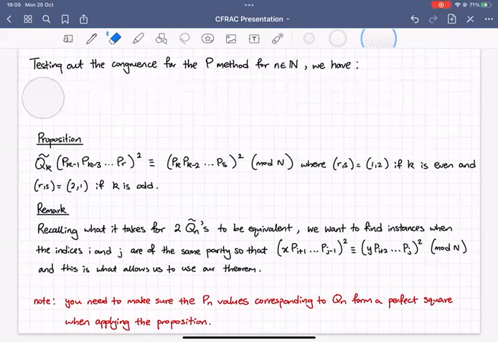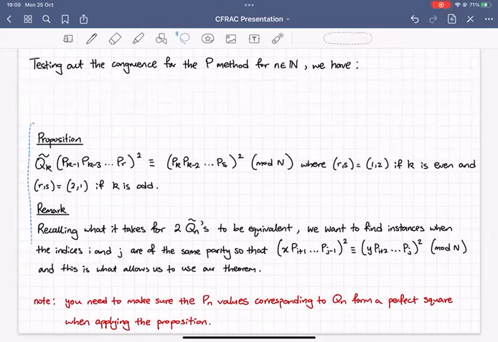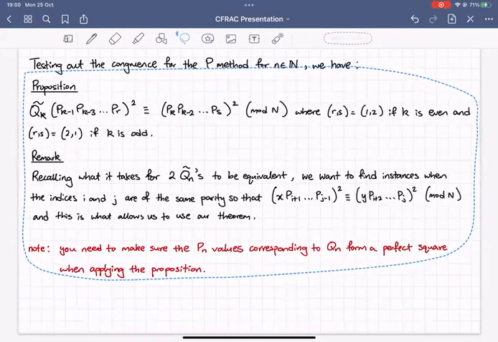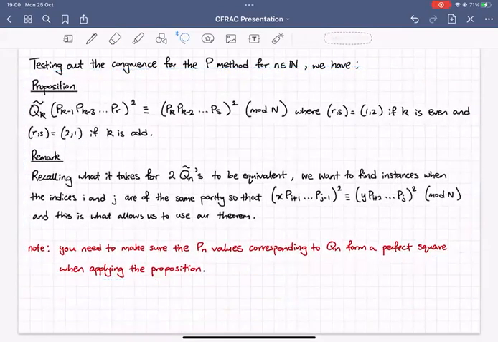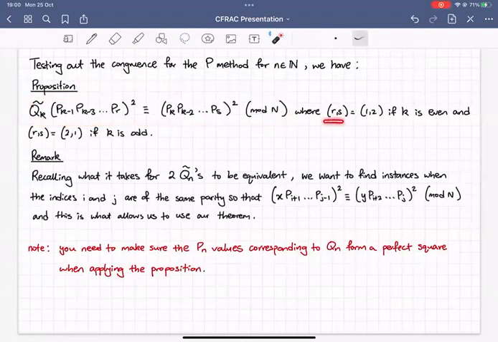Like the theorems, it's not going to be proved. Let me bring this up again. Basically, you have this crazy looking congruence subjected to these restrictions as well, depending on the parity of k. Now, feel free to pause the video to absorb that.